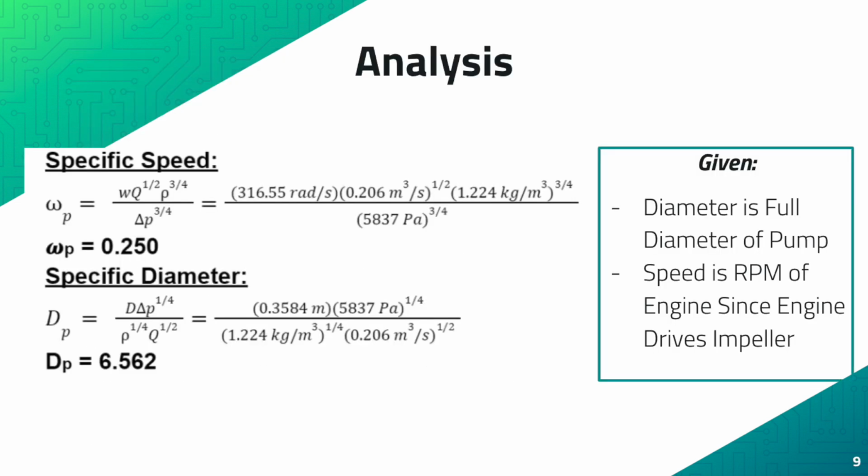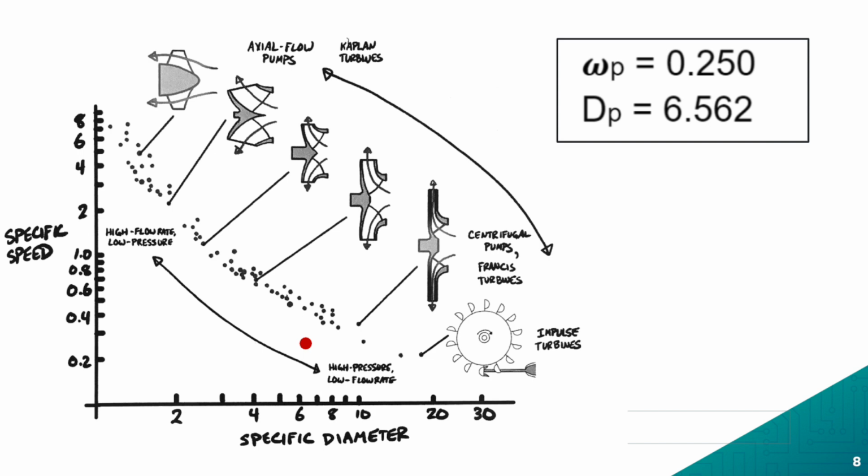Using all these values, both calculated and provided, we were able to solve for a specific speed of 0.25 and a specific diameter of 6.56. Comparing our values to the chart above, we can see that our pump is in the range of other centrifugal pumps. However, our specific speed is lower than that of an efficient pump, as demonstrated by the red dot, which lies below the band of points. To increase the efficiency of the pump, we would have to increase the diameter and RPM. Both are not feasible changes due to the space constraints and engine selection.